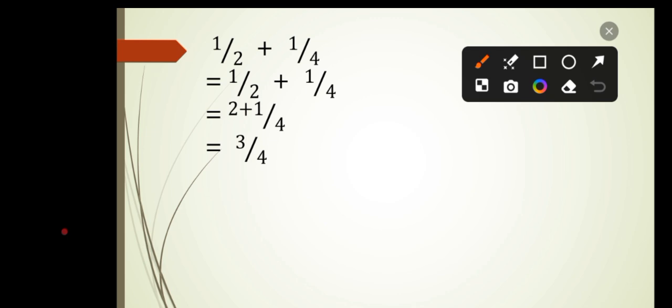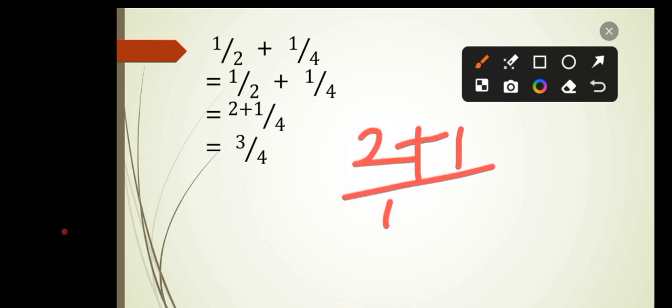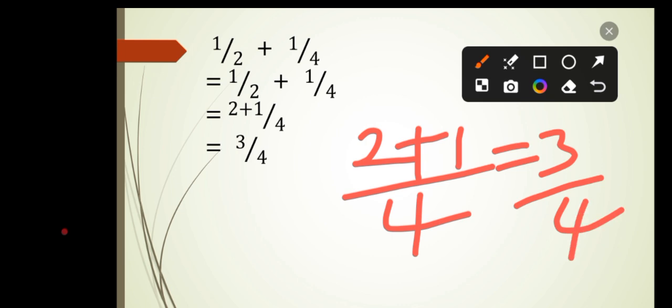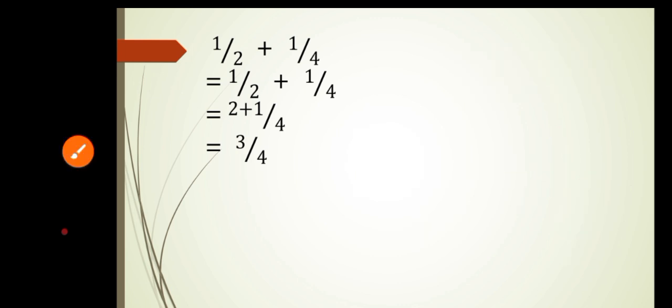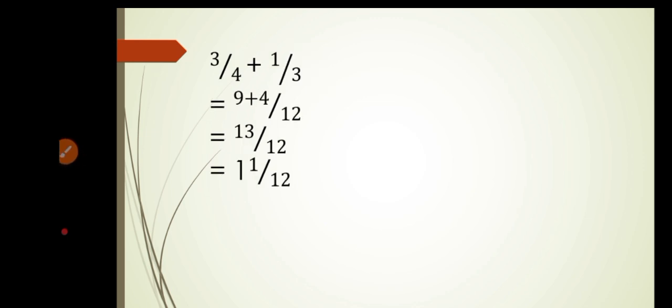Now that we have 2 plus 1 all over 4, 2 plus 1 will give you 3 over 4. That is how we have this as the answer. Let's proceed to another exercise. This is another exercise with the solution.